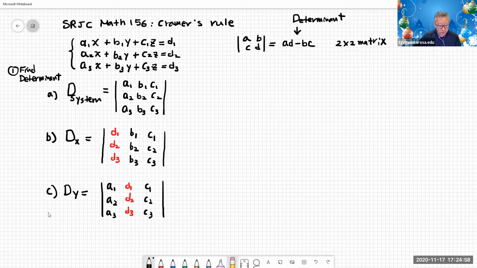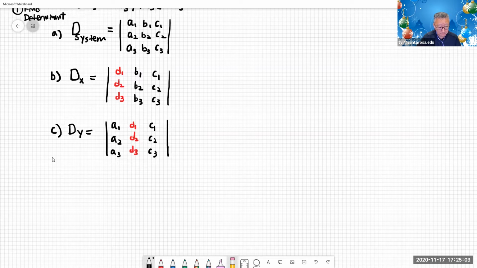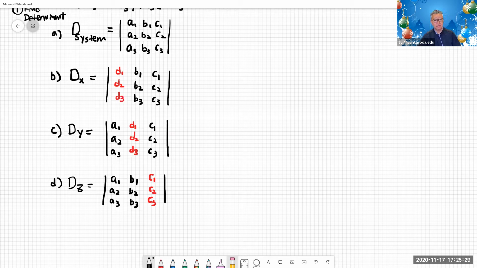And finally, we're going to have the determinant for Z. Again, we are going to replace the Z column with the constant column. So that would be C1, C2, and C3 replaced by D1, D2, D3, and the other two columns stay the same. Okay, so A1, A2, A3 and B1, B2, and B3. All right.